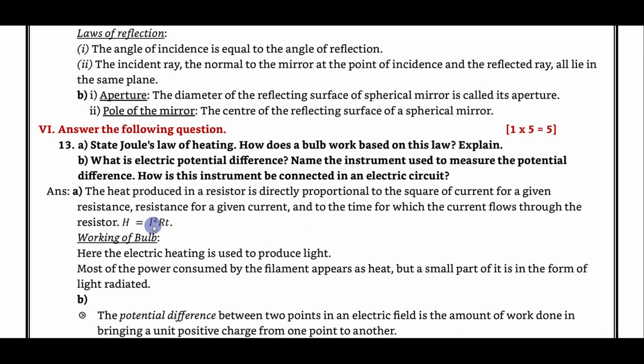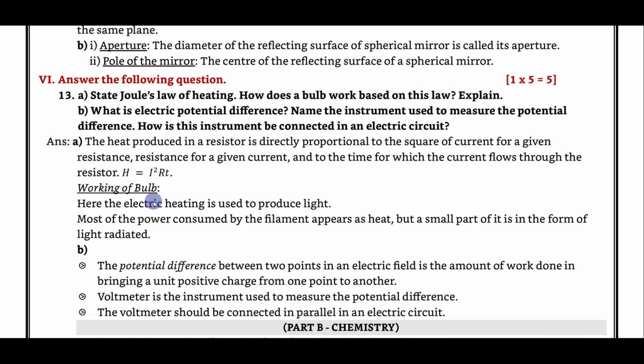Joule's law of heating: H equals I squared R t. The heat produced in a conductor or resistor is directly proportional to the square of the current for a given resistance, and also directly proportional to the resistance for a given current and time for which the current flows. You can write it pointwise.